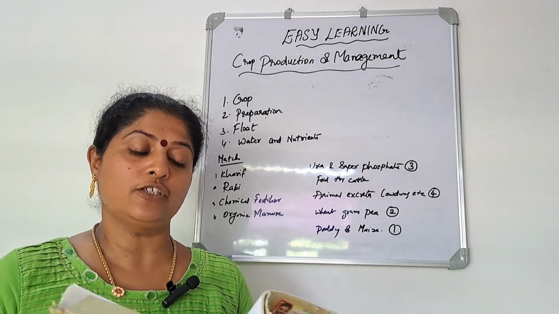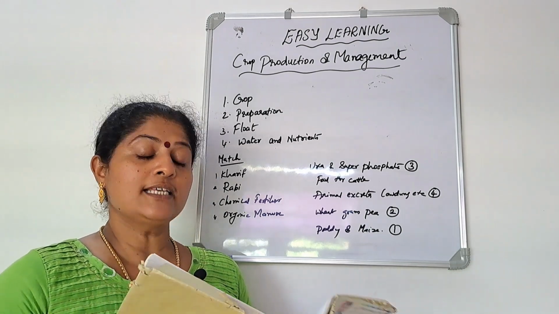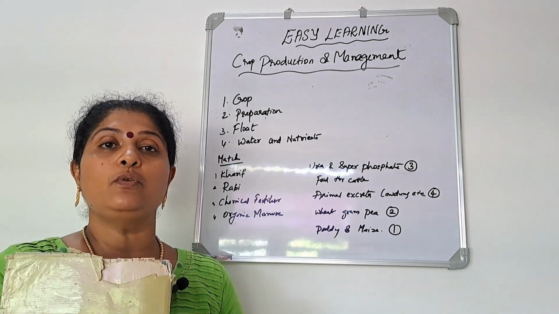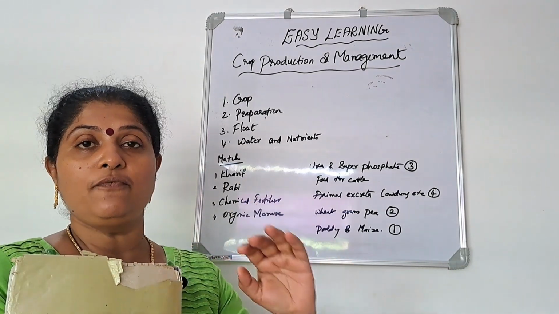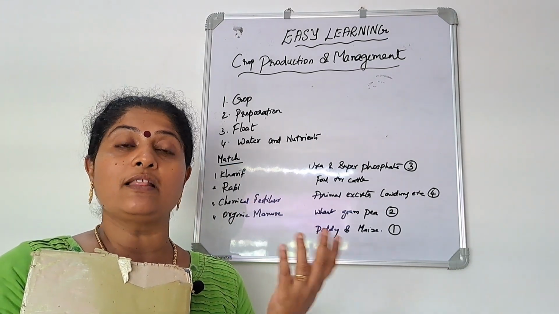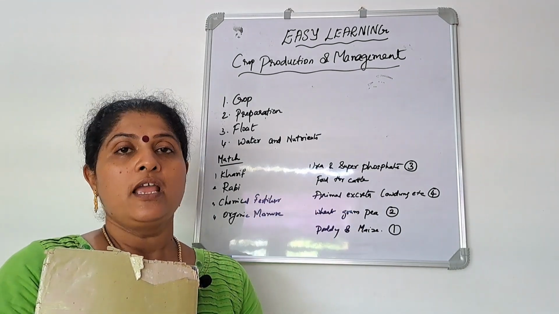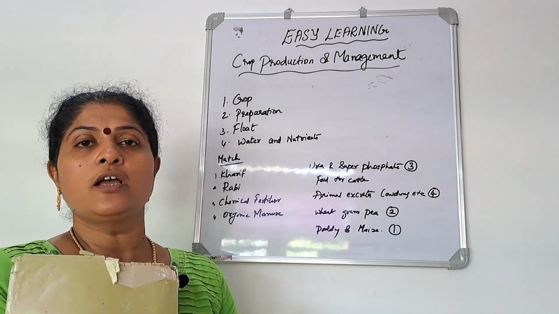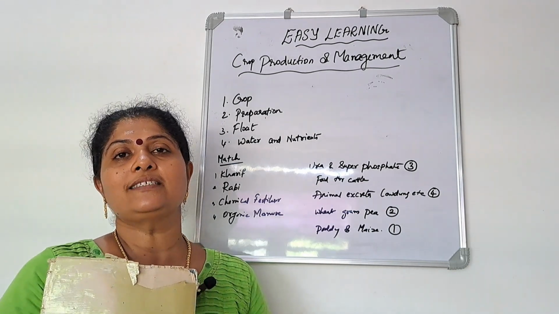Write a paragraph on each of the following. Next, fifth question: explain how fertilizers are different from manure. So differentiate between fertilizers and manure. In my video, I have explained the fertilizers and manure by writing in 2 columns, tabular columns. The same way, it is also given in the textbook.